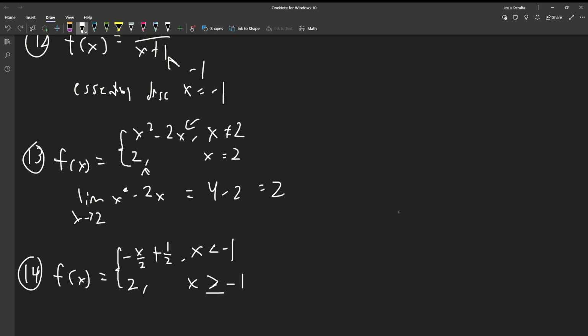So that would mean, oh yeah, hold up, I'm sorry, I did that wrong. 2 minus 2 times 2 is 4, so then that would be 0. So then they don't match. This is at 0, and you get 2 over here.